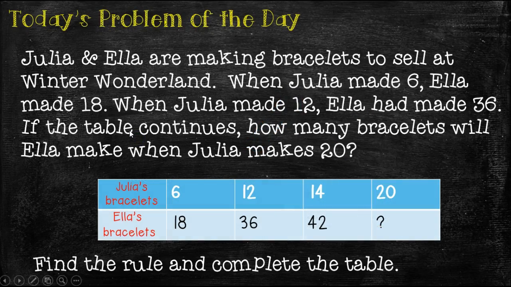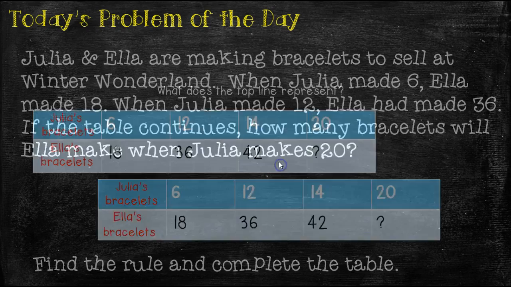Here's today's problem of the day. Julia and Ella are making bracelets to sell at Winter Wonderland. When Julia made 6, Ella made 18. When Julia made 12, Ella had made 36. So if the table continues, how many bracelets will Ella make when Julia makes 20? Well, our task here is to look at this table and find the rule and complete the table.